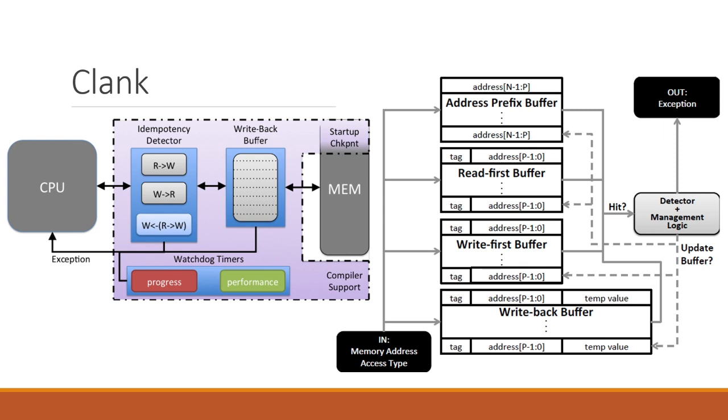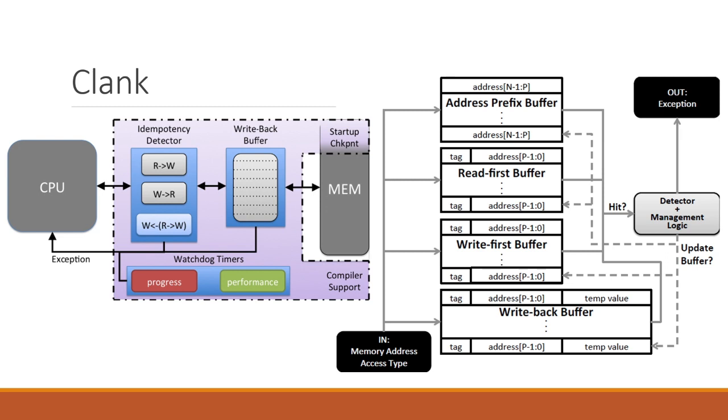Now let's look at the idempotency detector. At the crux of Clank's functionality lies its robust idempotency detection mechanism. Idempotency violations, which occur when a write operation follows a read to the same memory address, are meticulously tracked and identified by specialized buffers and detection logic. The read first and the write first buffers play a pivotal role in tracking the order of memory accesses, enabling the detection logic to promptly identify and flag any violations occurring during the program execution.